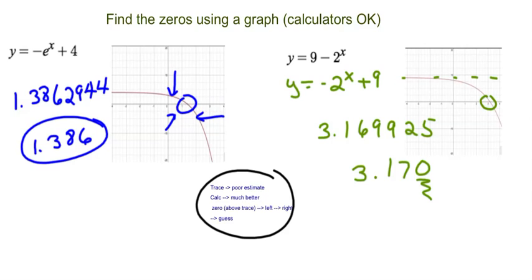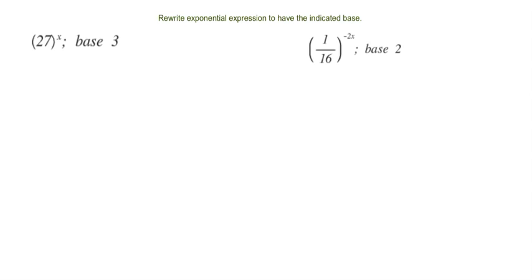Still not that bad. Third thing we're going to do is rewrite expressions using a different base. I want to start out with something easier and then go on to something a bit more complicated. First one is 27 to the x power.